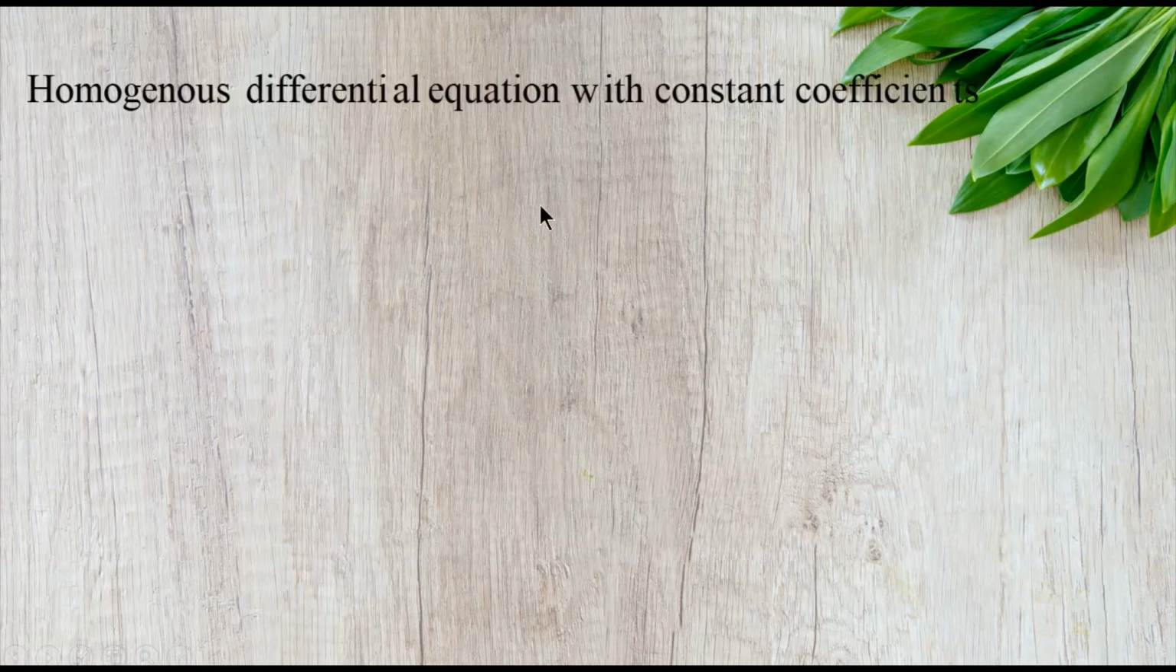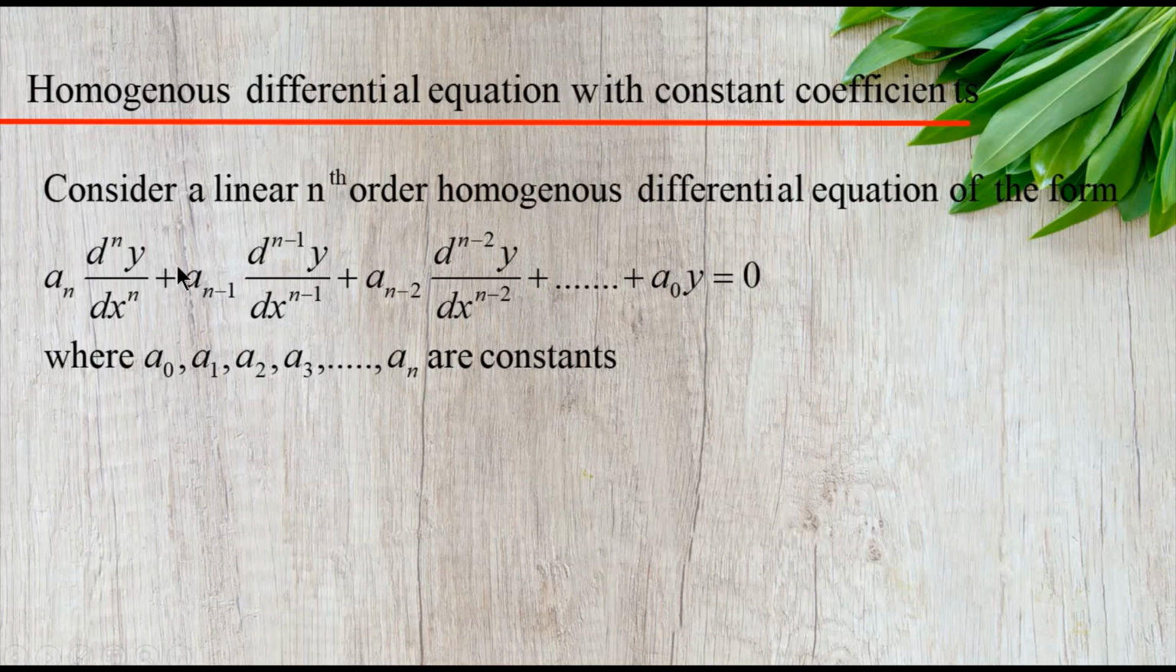Now we are going to discuss homogeneous differential equations where we have constant coefficients. Here a_{n-1}, a_{n-2} and a0 are all constants, and it is a homogeneous differential equation because the right hand side is 0.